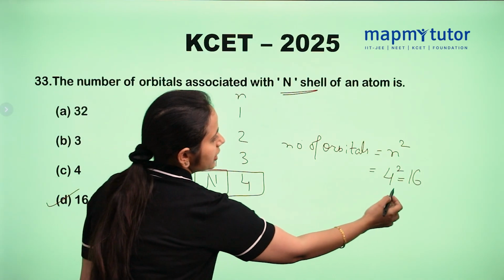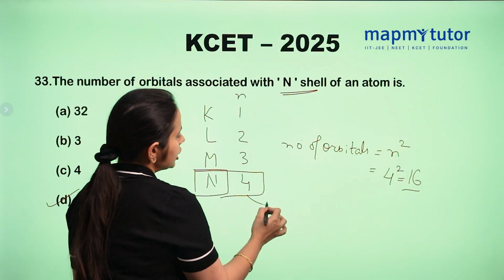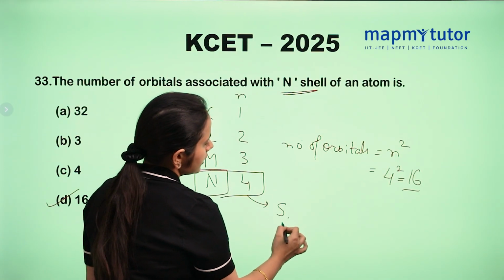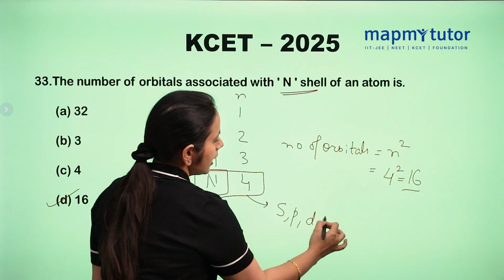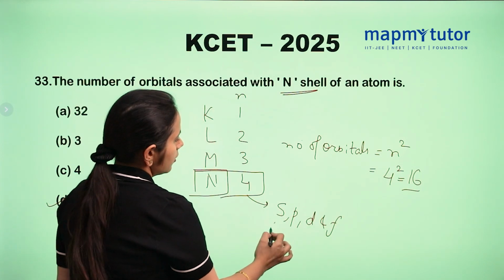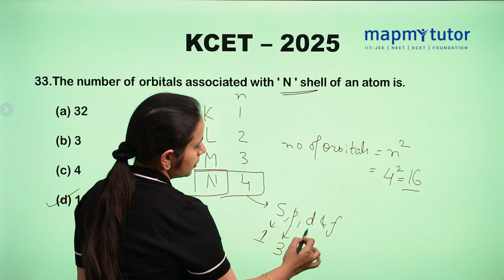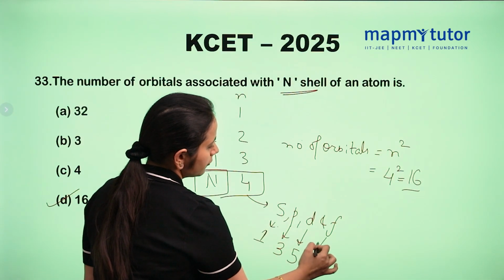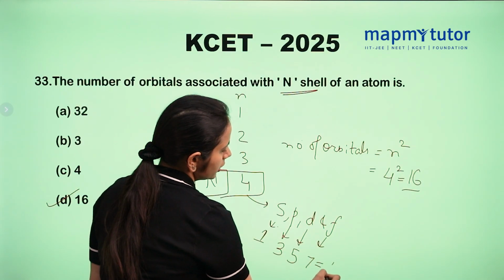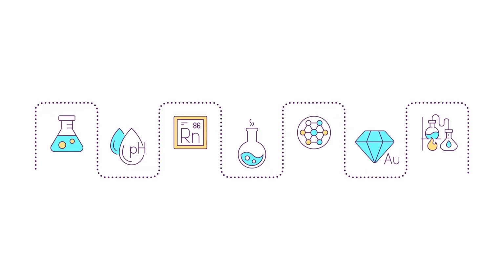So see, which 16 orbitals are these? The n shell means it has s, p, d and f orbitals. For s there is 1, for p there are 3 orbitals, for d there are 5 orbitals and for f there are 7 orbitals. Its total is 16.